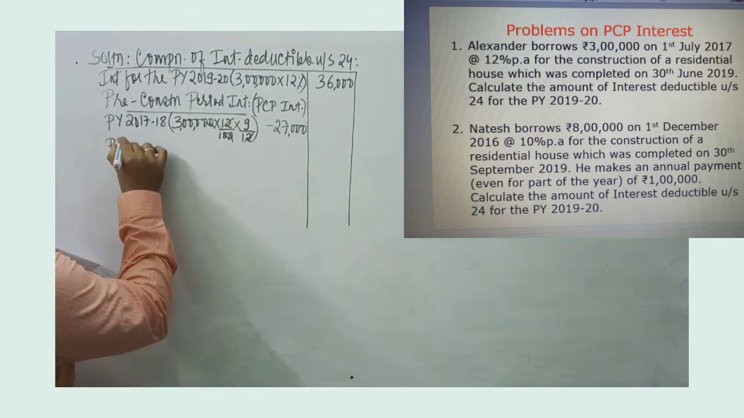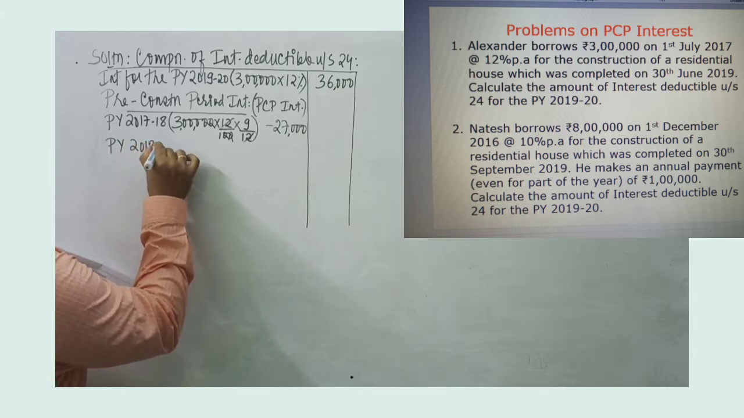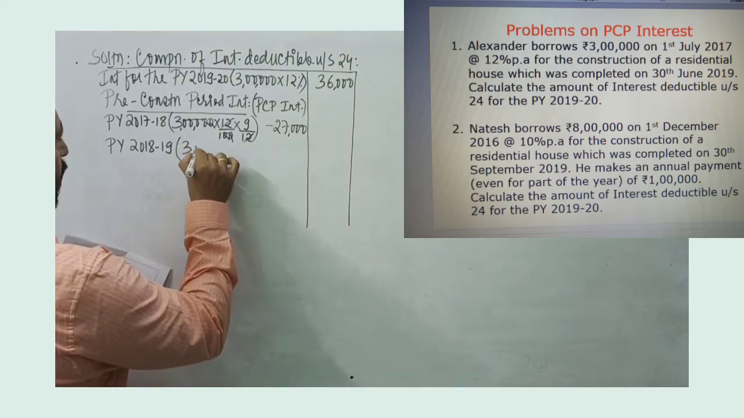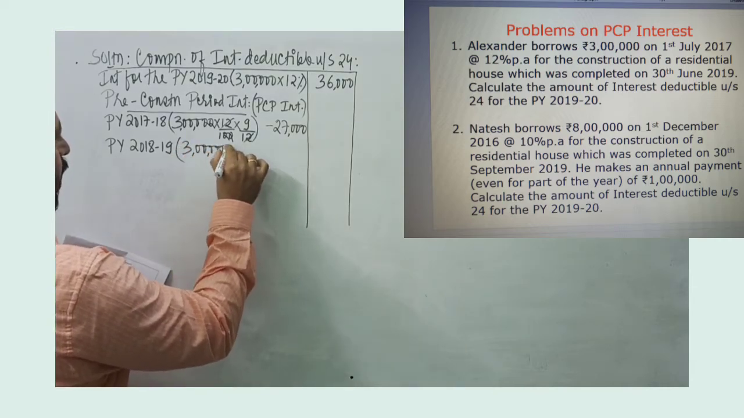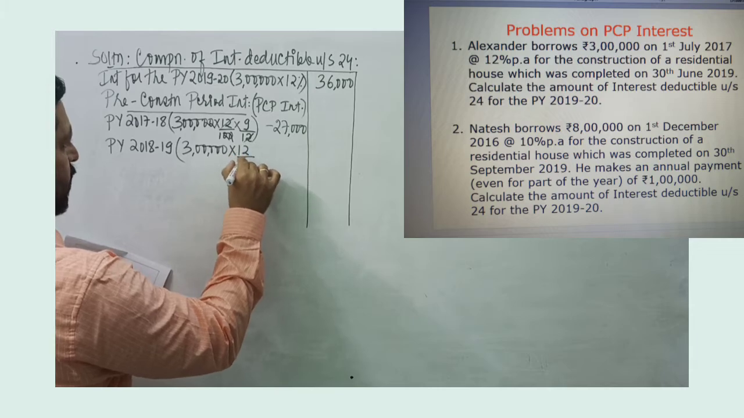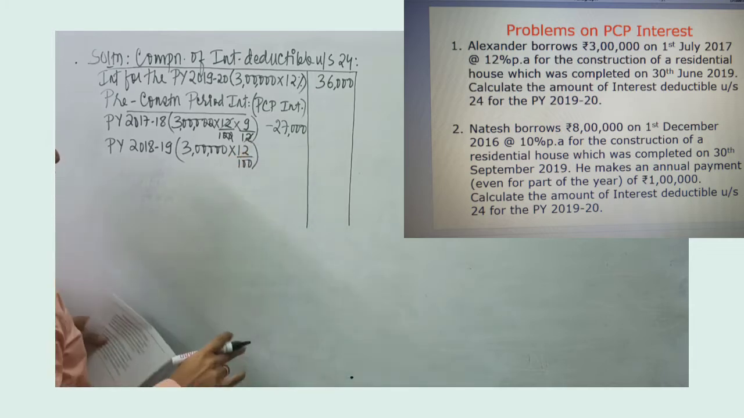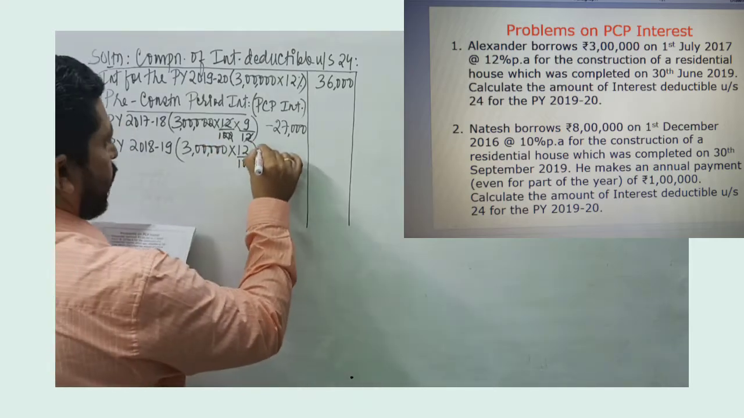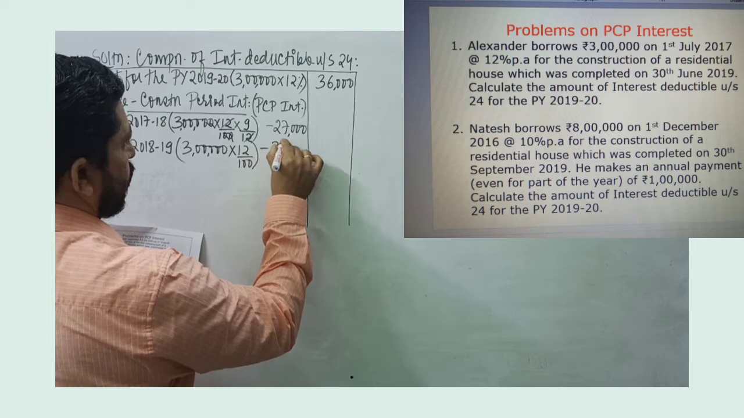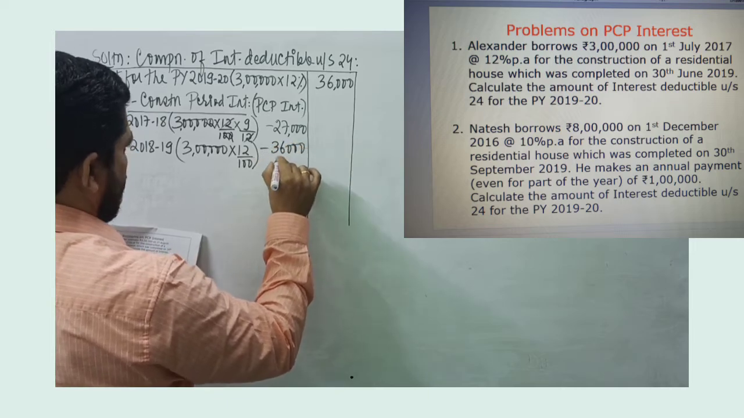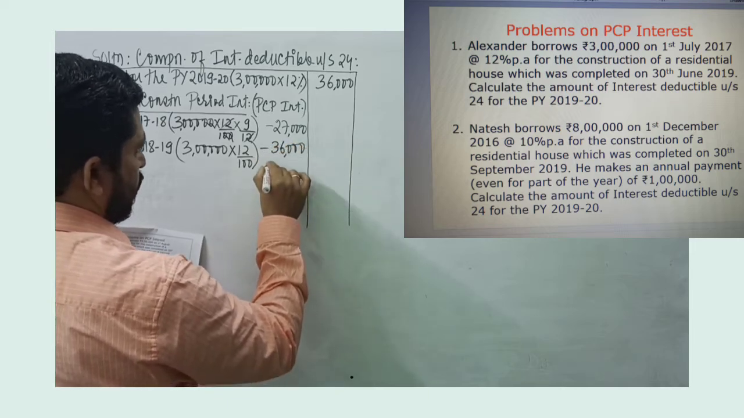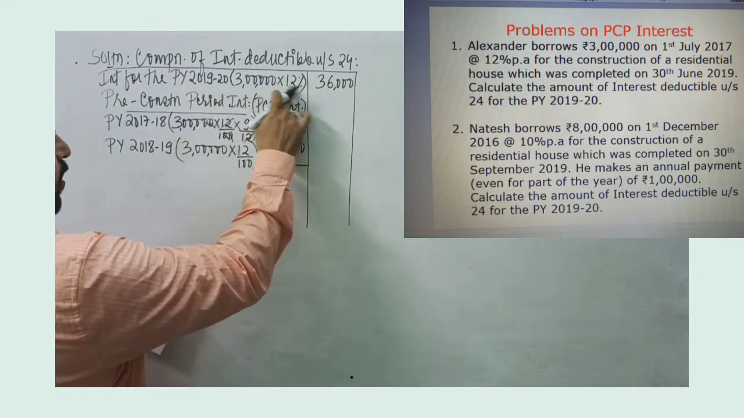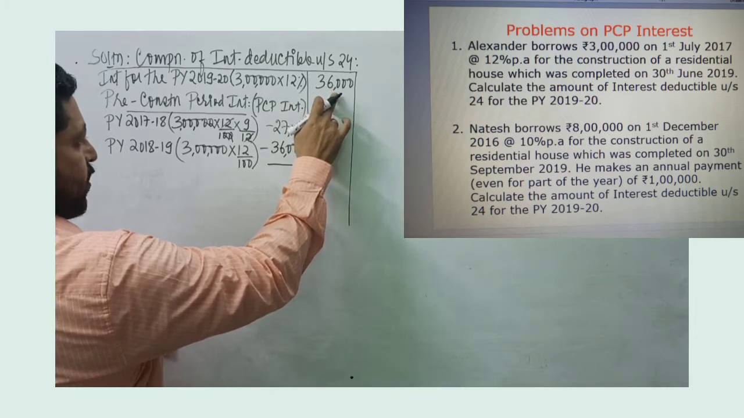Then we have interest for the previous year 18-19. The construction was not completed in this year. So the amount is 3 lakh rupees and the rate of interest is 12%. This interest is for the full year because during the entire previous year 18-19 the construction continued. So the amount works out to 36,000. And in 19-20 the construction is completed, so that full year's interest is deductible.